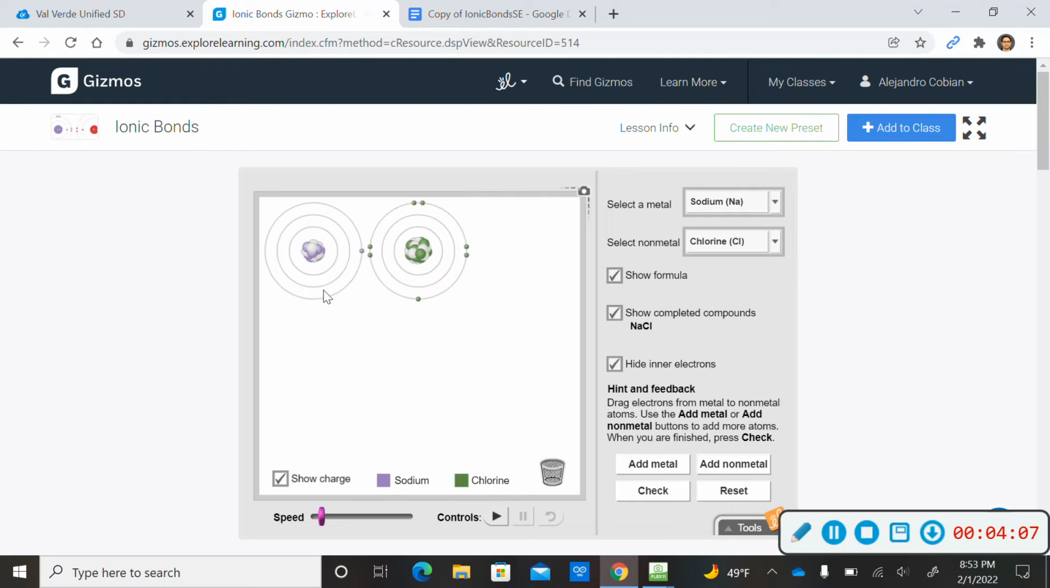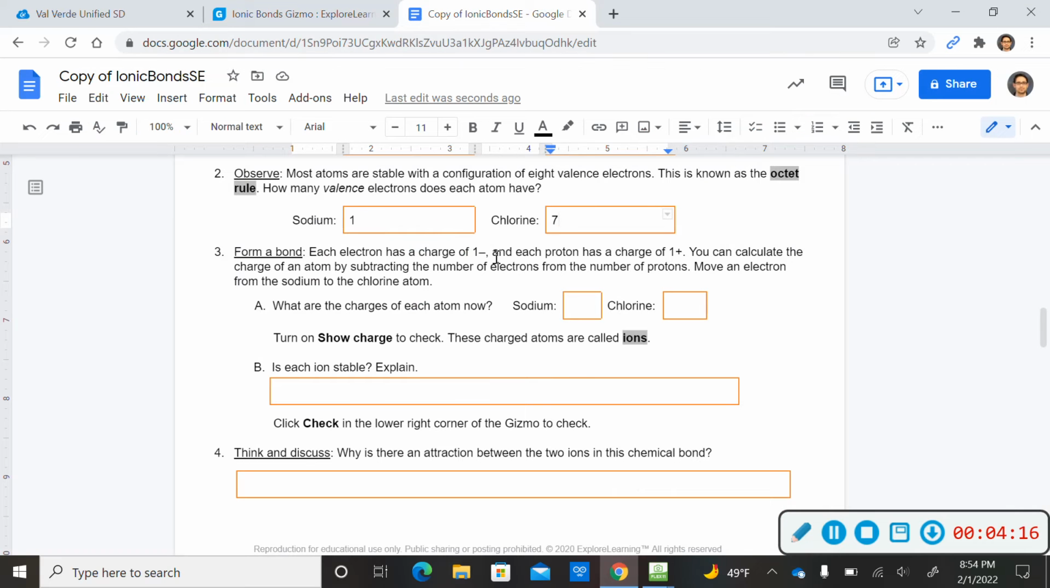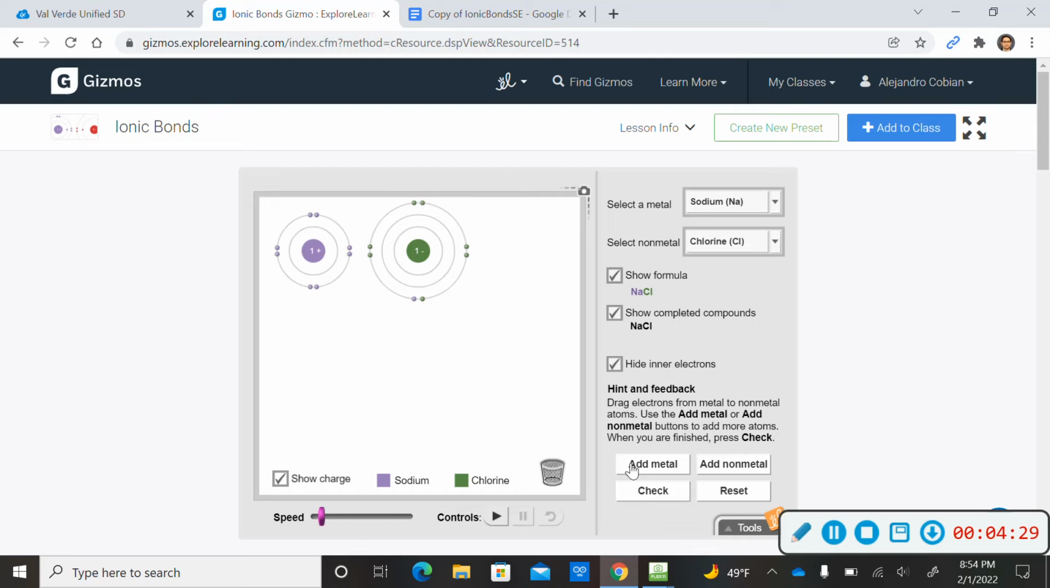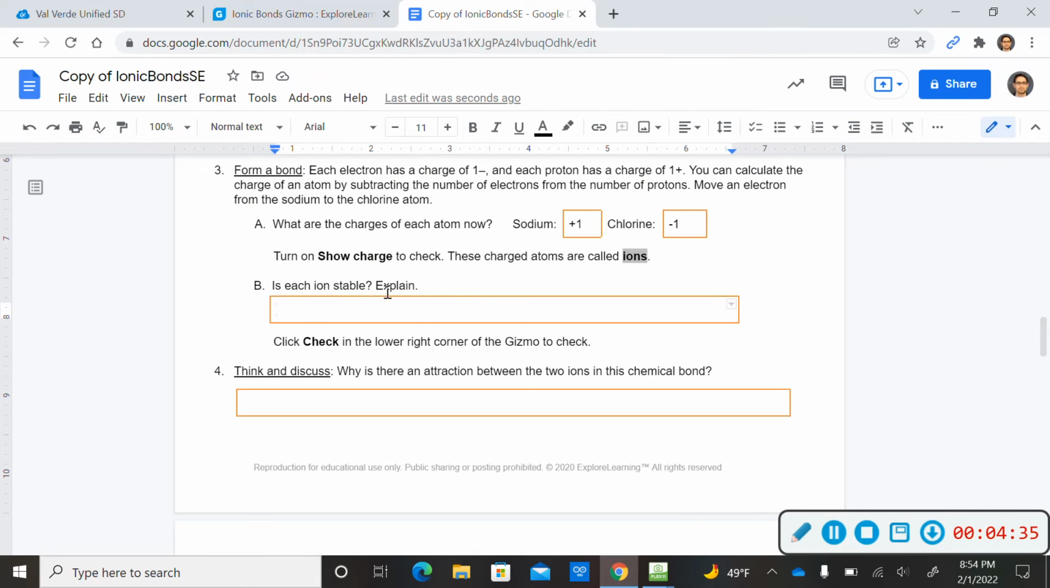And if you notice, the sodium atom got smaller, and chlorine looks like it stayed the same, but it actually got slightly larger. So we're going to show that sodium is now positive 1, and chlorine is negative 1. And is each ion stable? Yes, it is stable. So we check it, and once again, it is stable because we completed the Octet Rule. So the valence shell is now complete. So go ahead and fill it in.